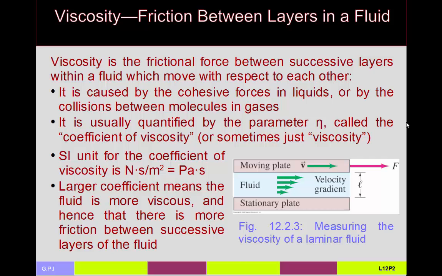It's worth noting that the SI unit for the coefficient of viscosity is Pascal seconds or Newton seconds per meter squared. It's also worth noting that this quantitative parameter for the viscosity is proportional to just how viscous the fluid is. That may seem tautological, but there it is. Basically, the larger that this coefficient is, the more viscous the fluid is, and therefore the more friction there is between successive layers in the fluid. Similarly, the more drag force there will be on any object that is trying to pass through the fluid.